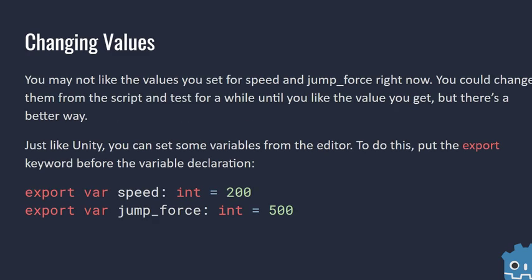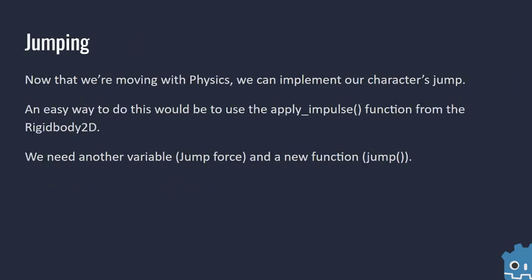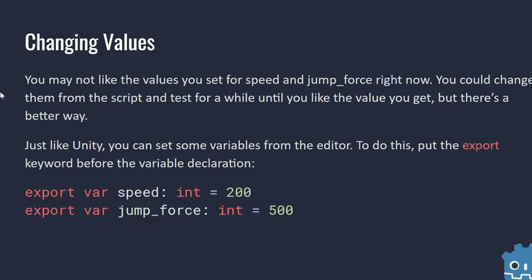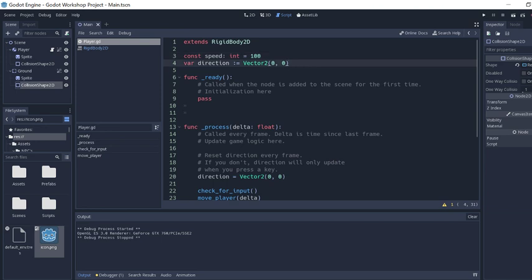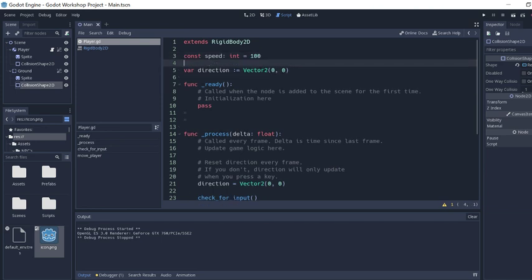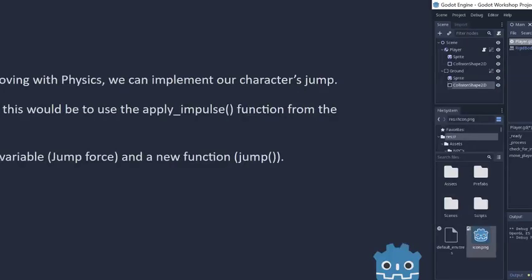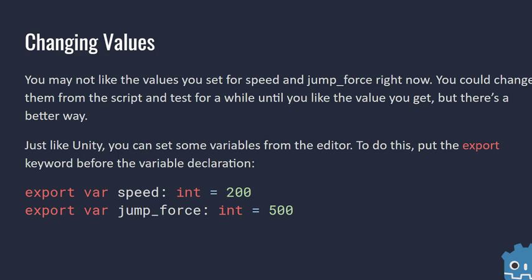All right, so now that we have our physics implemented, we're going to add jumping to our character. And we can do that with the apply impulse function in the RigidBody2D. So we're going to make a new variable for that called jump force, and we can make that const. It was 500.